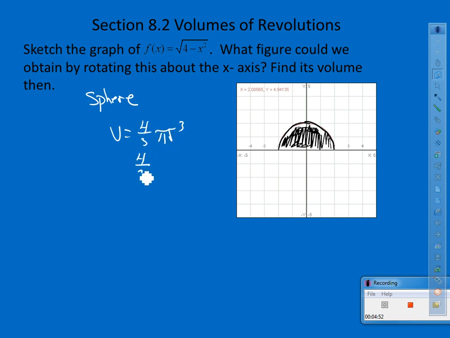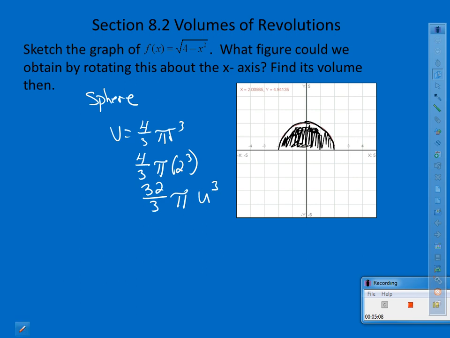So I'm going to get 4/3 pi. In this case, my radius happens to be 2, so 2 cubed. So it looks like the volume of this is 32/3 pi. Technically units cubed. I'm not going to get caught up in that.